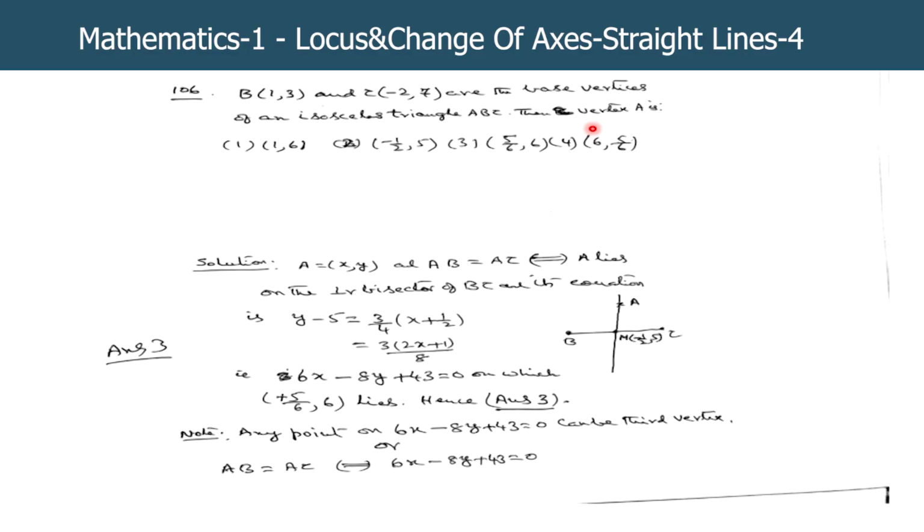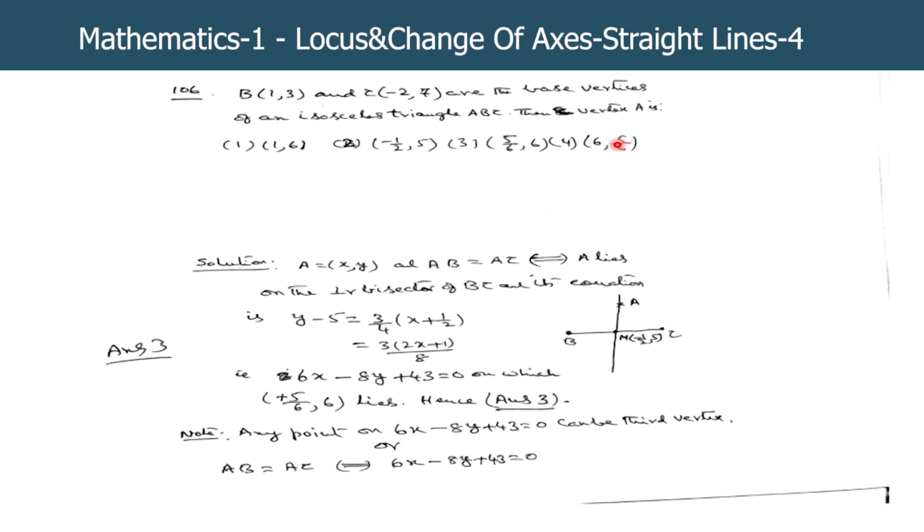106. If B (1, 3) and (minus 2, 7) are the base vertices of an isosceles triangle ABC, then the vertex A is: 1) (6, 2), 2) (minus 1, minus half), 3) (5, 3), 4) (5/6, 6), 5) (6, 5/6).